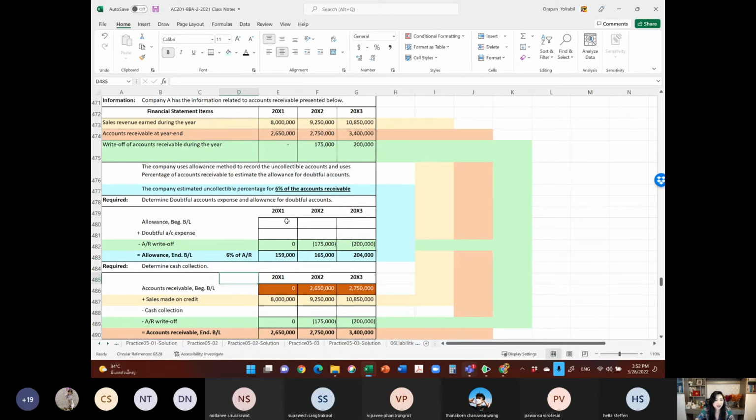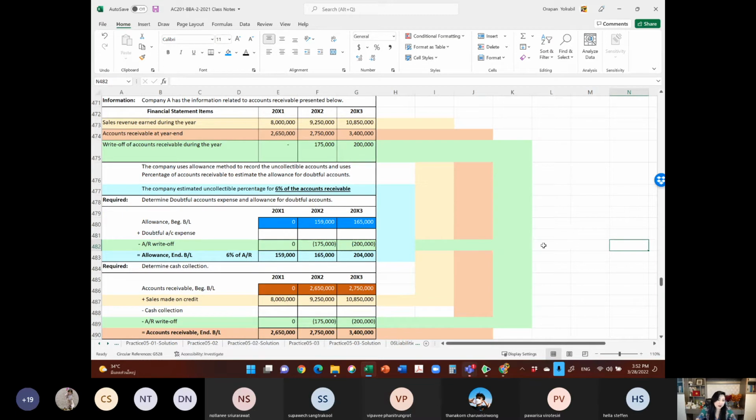So over here, you would also know the beginning balance, okay? So beginning balance for year 1 will be 0. And then year 2, you carry forward from the prior year. Year 3, you carry forward from the prior year. Okay, so this is the beginning balance.